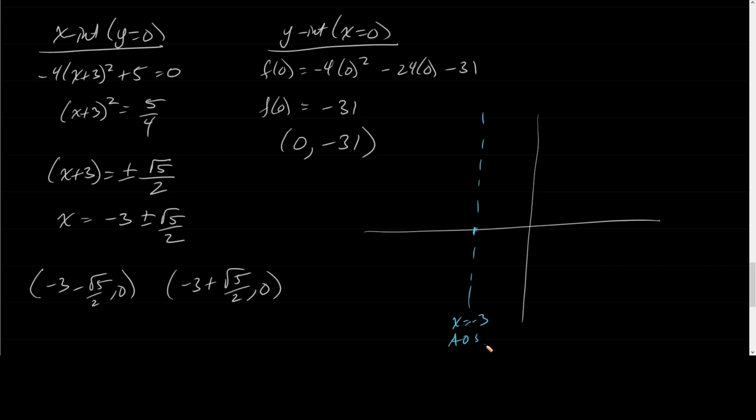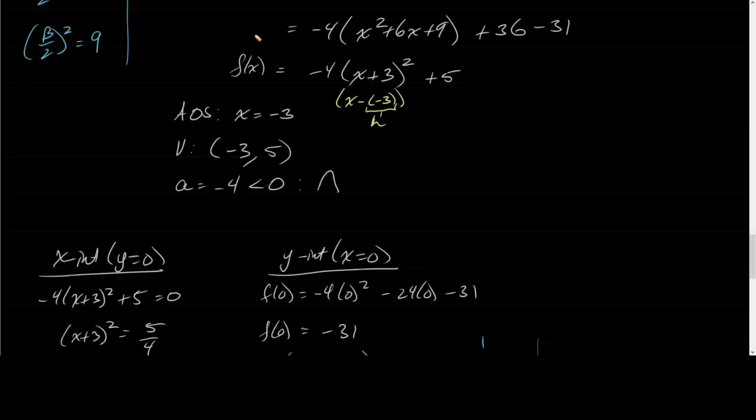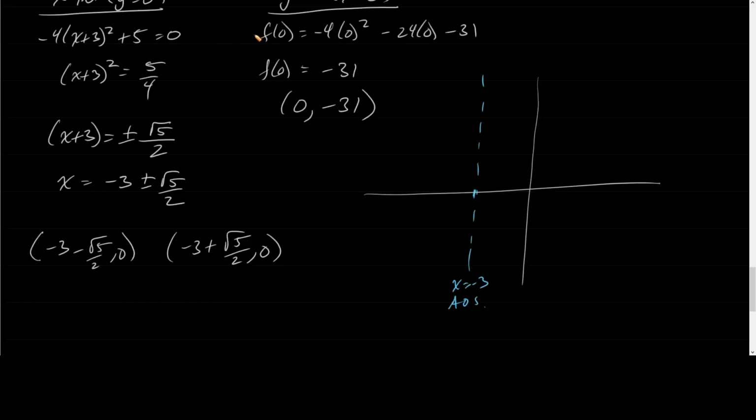Then we had our vertex at the point -3, 5. So let's say that's around here somewhere. This is not drawn to scale. So this was -3, this is going to be 5. So this is the point -3, 5. And the last thing we had were the intercepts. So we have the point 0, -31, again not drawn to scale. Let's say that that's there, -31.